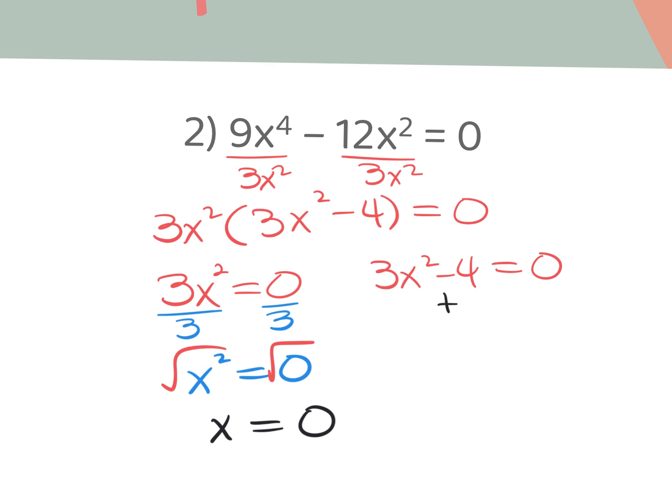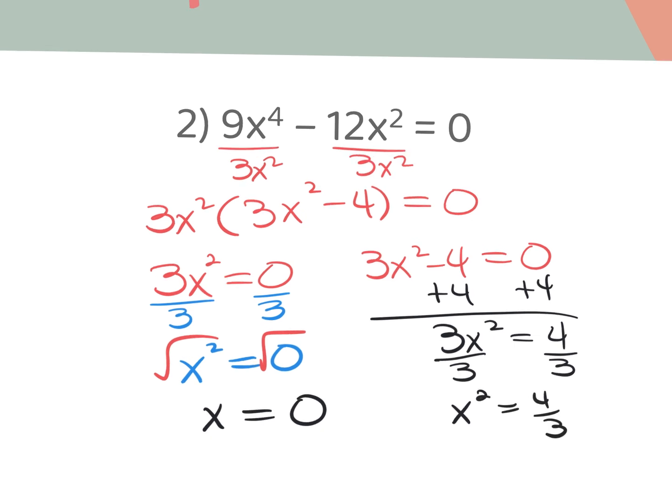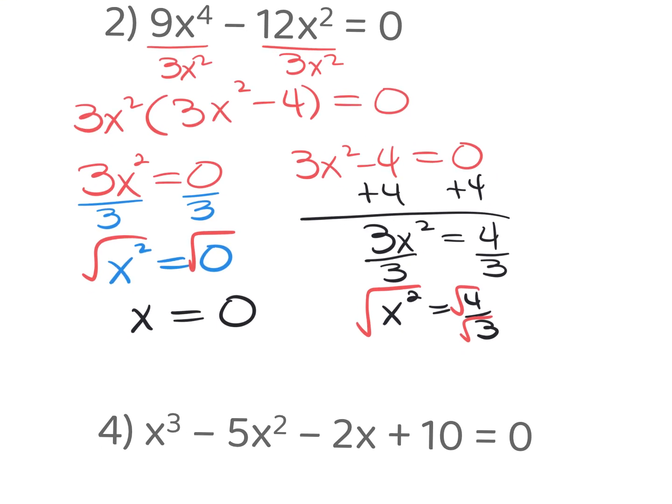Over here, I'm going to add the 4. X squared equals 4. I need to isolate that x squared, so I have to divide both sides by 3. I get x squared equals 4/3. I'm going to use my square root method. I'm going to square root both sides. I can square root them separately. So then this gives me x is equal to positive and negative 2 over the square root of 3.